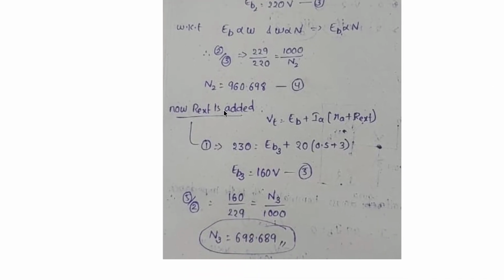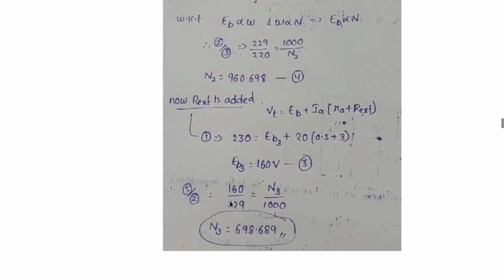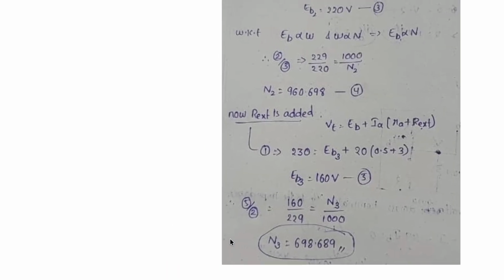Now it is given that R external is added, so in place of the armature resistance we write Ra plus R external. So 230 is equal to Eb3 plus 20 into 0.5 plus 3. We get 160. Doing the same analysis as the first part, 160 by 229 is equal to N3 by 1000, so we get N3 as 698.689. So that's it for this question.